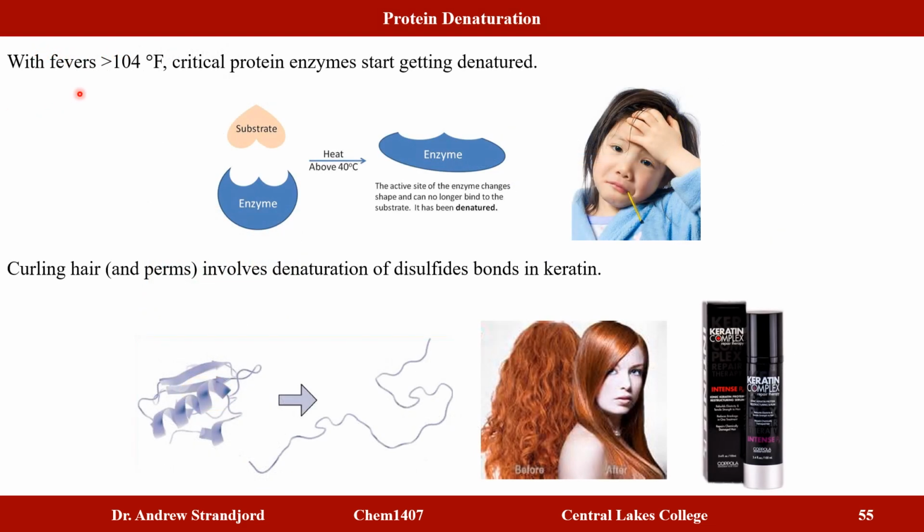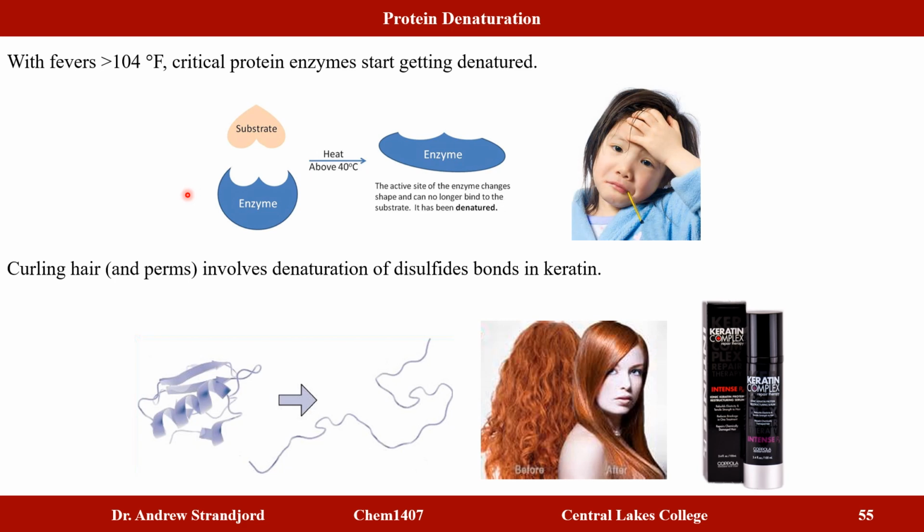Our body also has a way of denaturing proteins when we become sick. Oftentimes when we are sick, we have a fever, sometimes over 104 degrees. What happens in that case is some of the proteins in those microorganisms or bacteria start to denature. In other words, their three-dimensional shape changes.